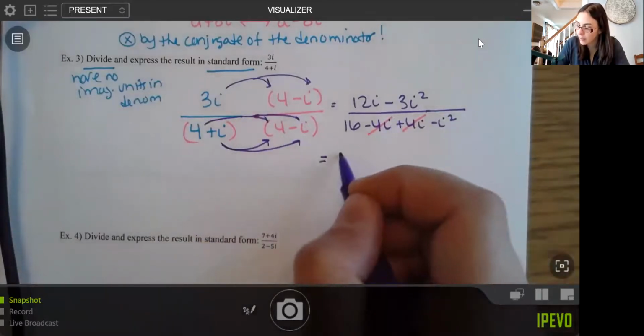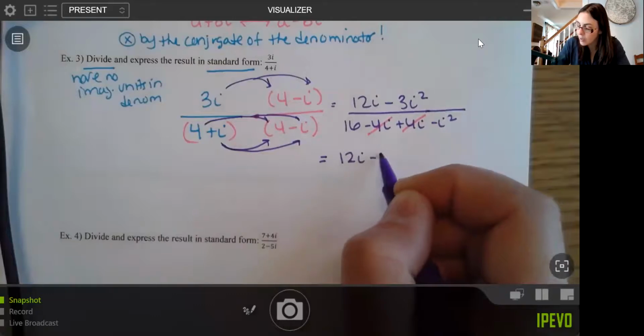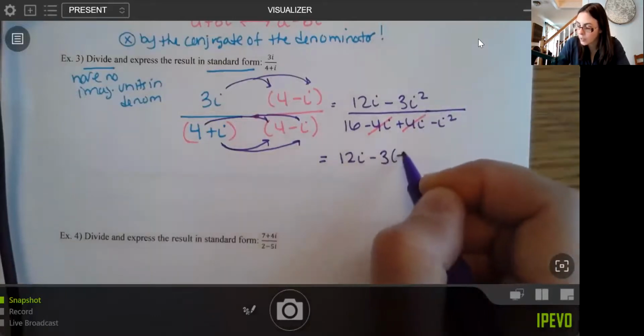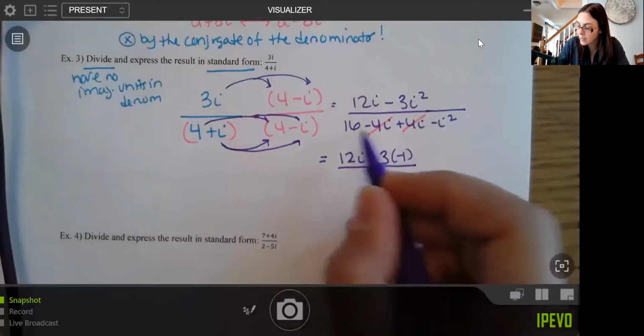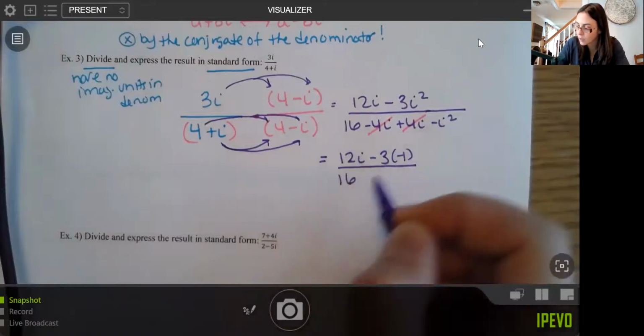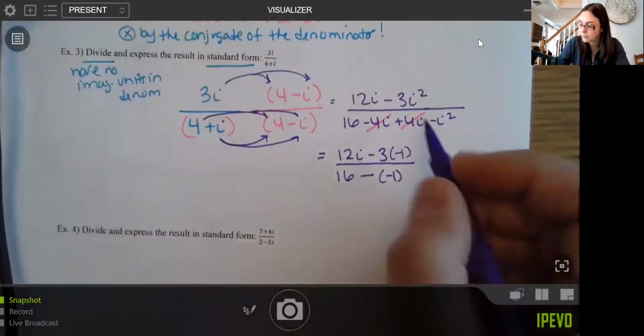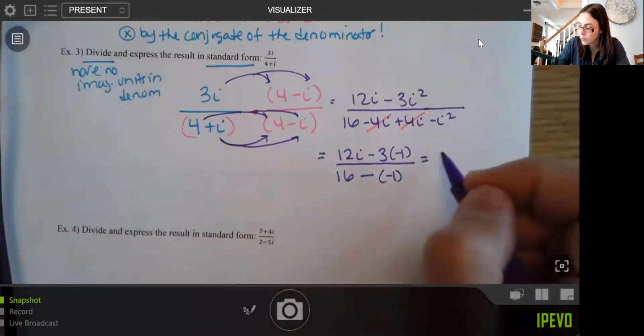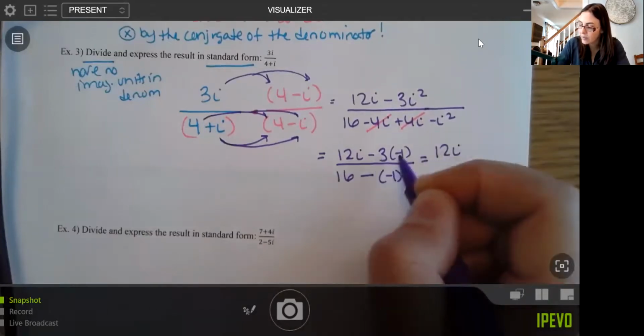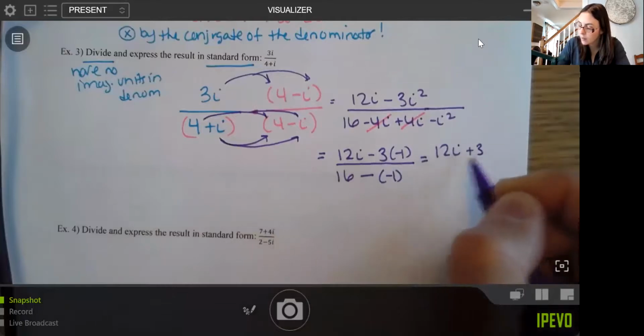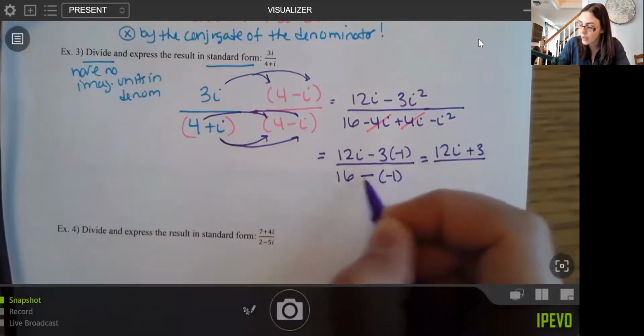Okay, so I'm going to keep simplifying. I have a 12i minus 3i squared. Don't forget i squared is negative 1. I'm going to change that over. And then same thing in the denominator. I have this i squared here. So careful, it's a minus. And then i squared is negative 1. So I have 12i. Here my negatives will cancel, plus 3. Here my negatives will also cancel. So I have 17.